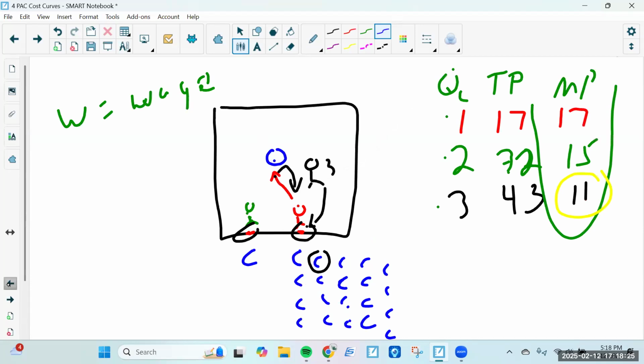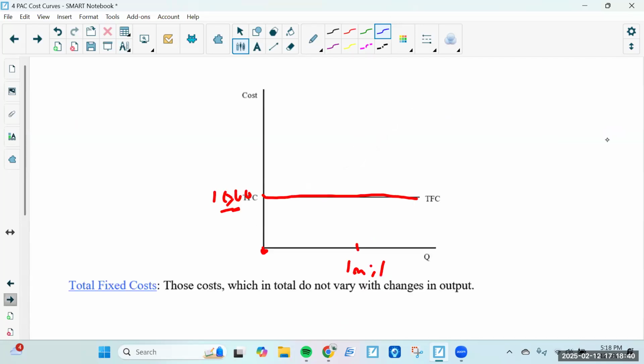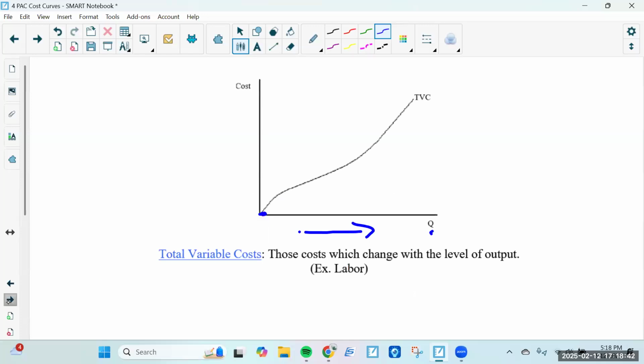And that kind of goes back to what we saw here. To increase my total product from 17 to 32, I had to hire a second worker because the first worker could only do 17 an hour. So I needed to hire a second worker to get that additional 15. Well, that second worker is going to cost me money. I've got to pay for them. So what you see is this bump of the total variable costs.